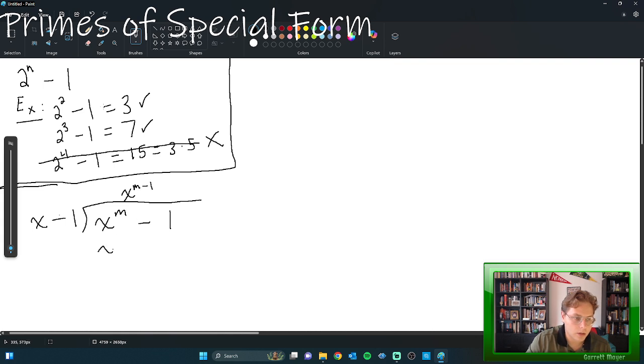So then you can take x to the m minus x to the m minus 1, because that's what happens if you multiply x to the m minus 1 by x minus 1. So then subtract this, and what you're left with is x to the m minus 1 minus 1. Okay, so now we just keep doing this. So we do this again. We see that this time it's x to the m minus 2.